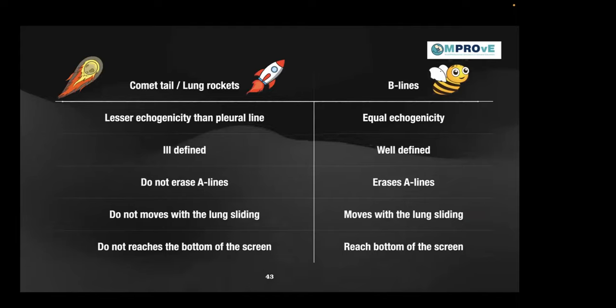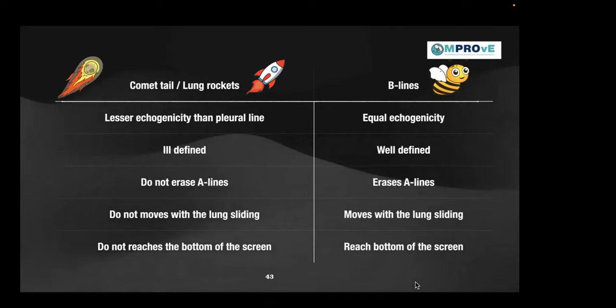Here I have listed out the difference between the comet tail and the B lines. I'm not going to read that out. We have already discussed this, but this is the difference between the lung rockets and the B lines.